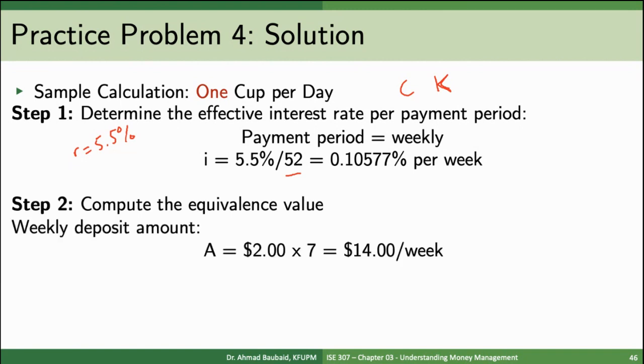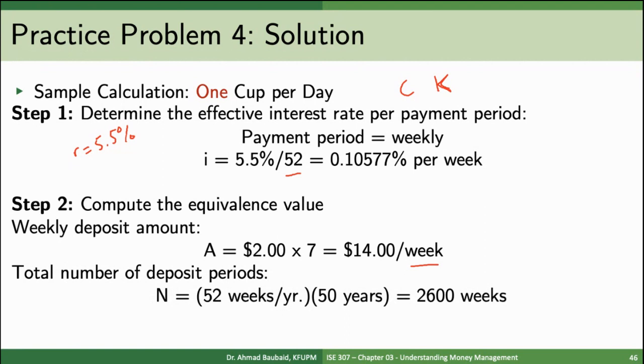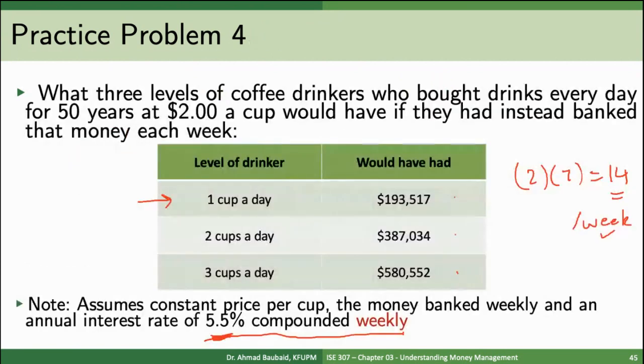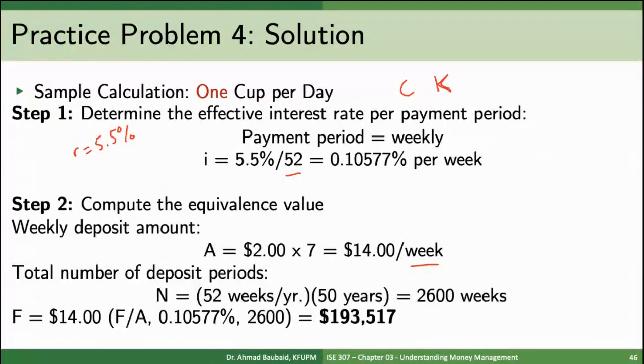Of course, I need to find the weekly deposit amount, make sure this is also per week. And so like I said before, it's just $2 every day, 7 days a week, and you're going to get $14 every week. And I find N. Remember, N is the total number of deposits. So if you're depositing this $14 every single week, so that's 52 weeks in a year, but you're making the deposit for 50 years. If you go back to the question statement, it's after 50 years, right? So make sure your N is 52 times 50.